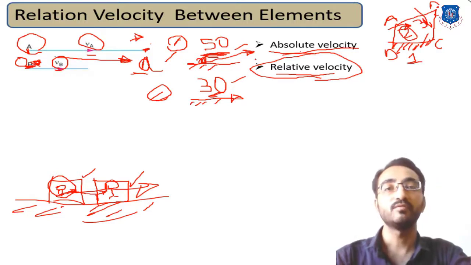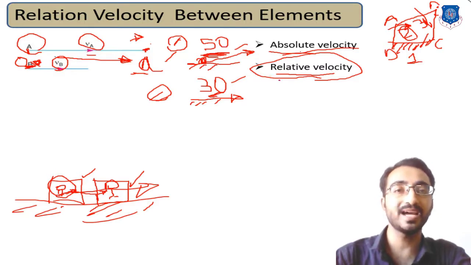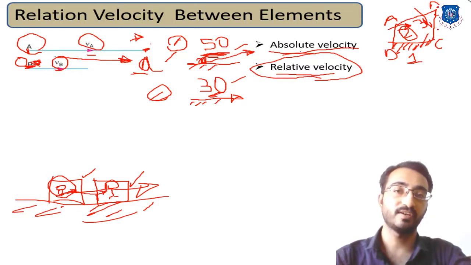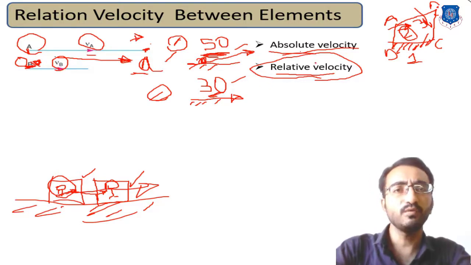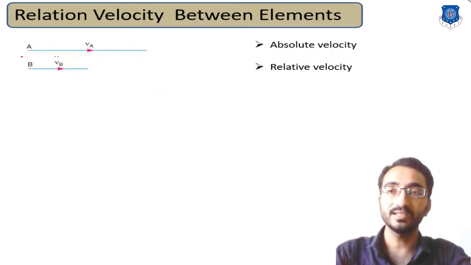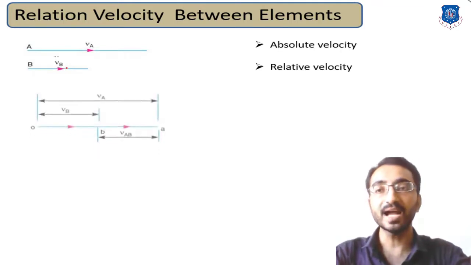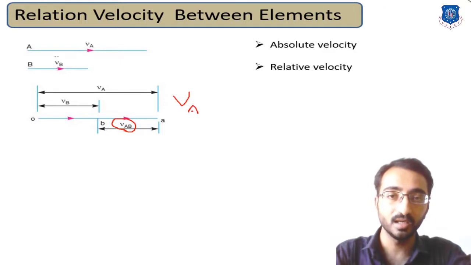So in this way we will use this fundamental to calculate the velocity of different links. Now let's learn how we will calculate this relative velocity. Over here we have learned that A is moving with VA and particle B is moving with VB. Now if I want to calculate the relation between A and B, that is, the velocity of point A with reference to point B.